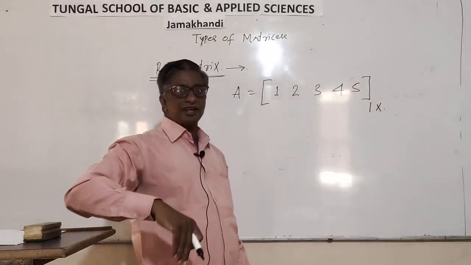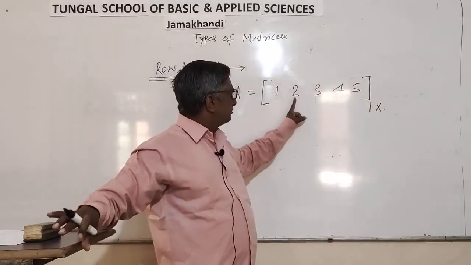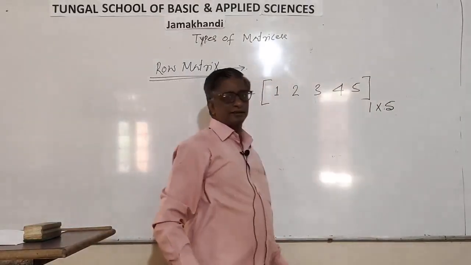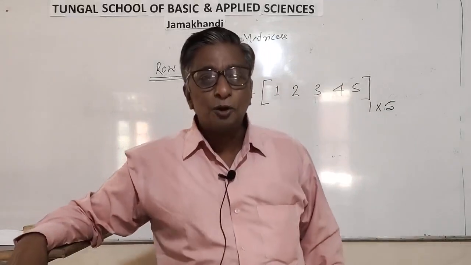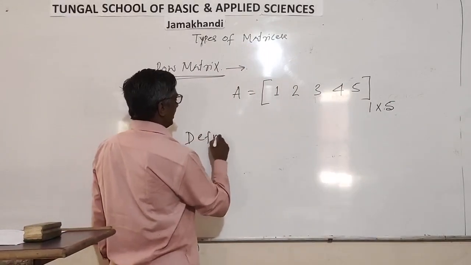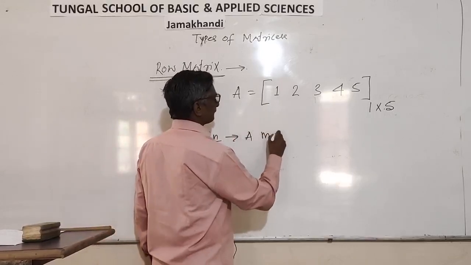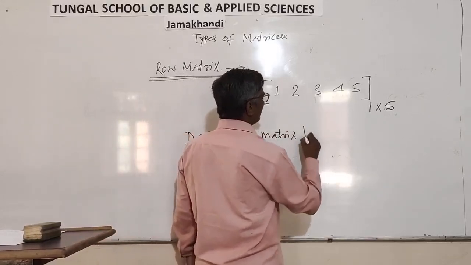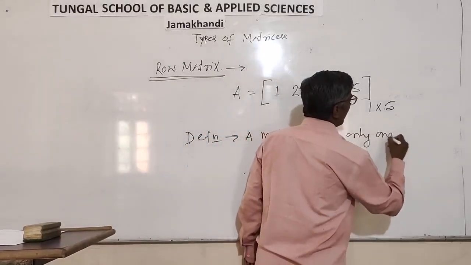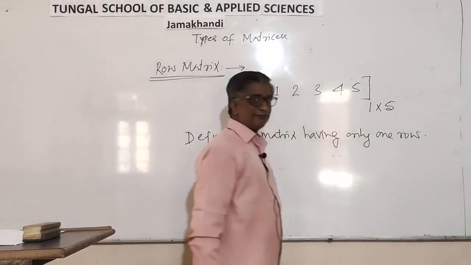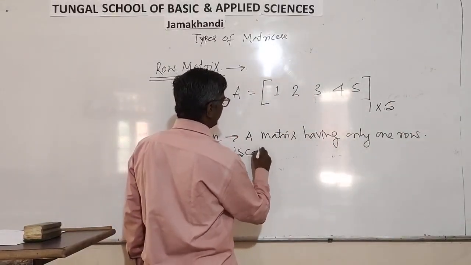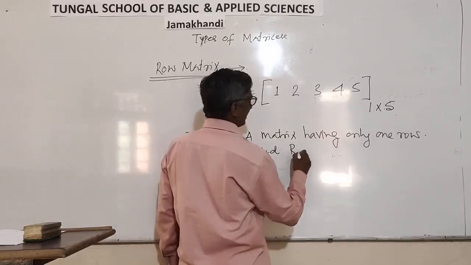How many columns are there? 1, 2, 3, 4, 5. Then this matrix is known as row matrix. Definition, if you want: a matrix having only one row is called a row matrix.